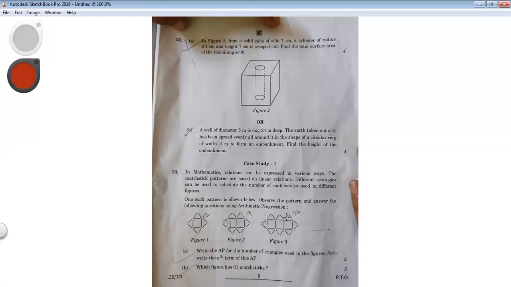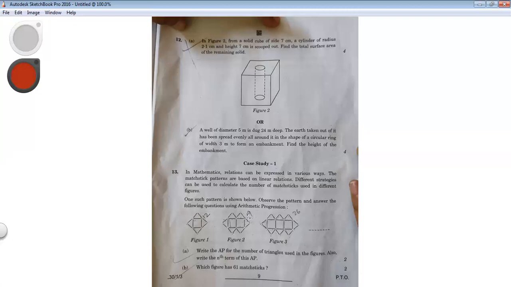1, 2, 3, up to 26. Right? Now half it also and you can find the answer. So the next one is 26. So what it's showing, observe the pattern and answer the following question using arithmetic progression. Different strategies can be used to calculate the number of matchsticks used in different figures. So write the AP for the number of triangles used in the figure. Also write the nth term of this AP.